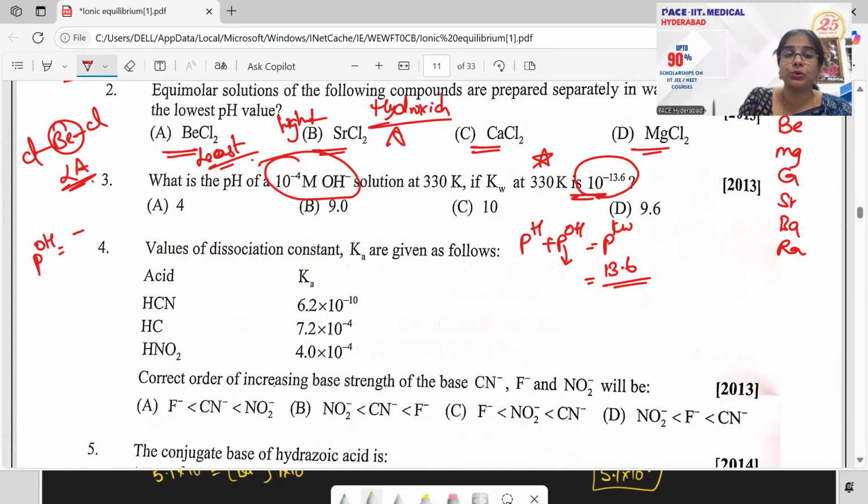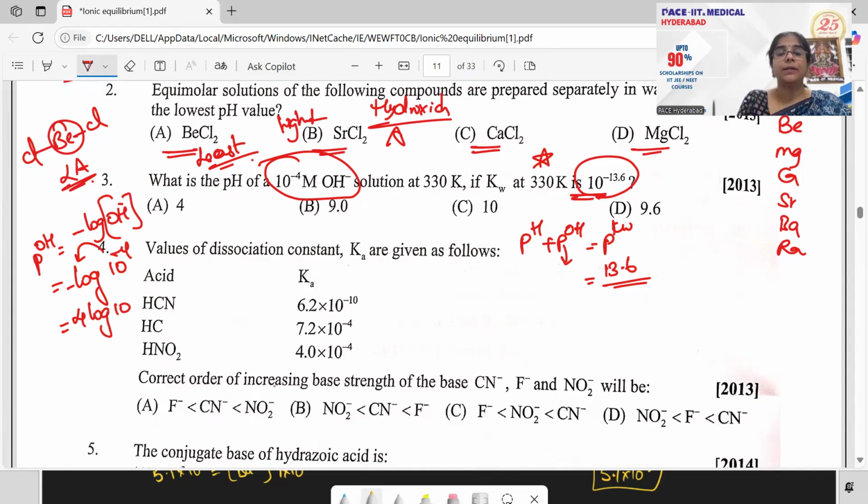pOH is equal to minus log of OH minus concentration, which is minus log of 10 power minus 4. Log A power N can be written as N log A. You all remember that, so the power comes out front. That would be 4 log 10 with minus of minus 4, which becomes 4 and 4 log 10 is 1, so this 4 is done. pOH is 4. Then what is pH? Your answer came up, which is 9.6, right?